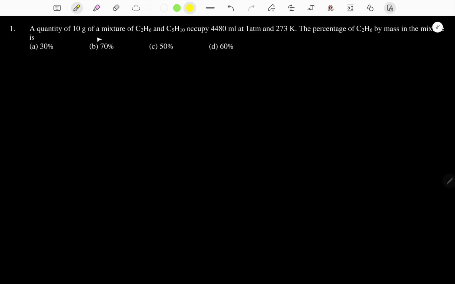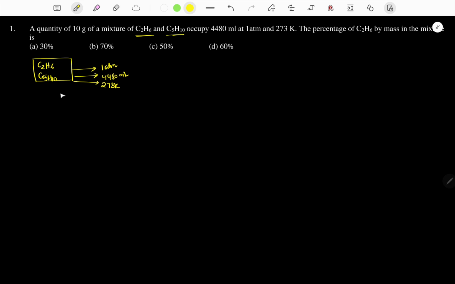A quantity of 10 grams of a mixture of C2H6 and C5H10 occupies 4480 ml at 1 atm and 273 Kelvin. So there is a gaseous mixture of C2H6 and C5H10, and this gaseous mixture has total pressure 1 atm, total volume 4480 ml, and temperature 273 Kelvin.